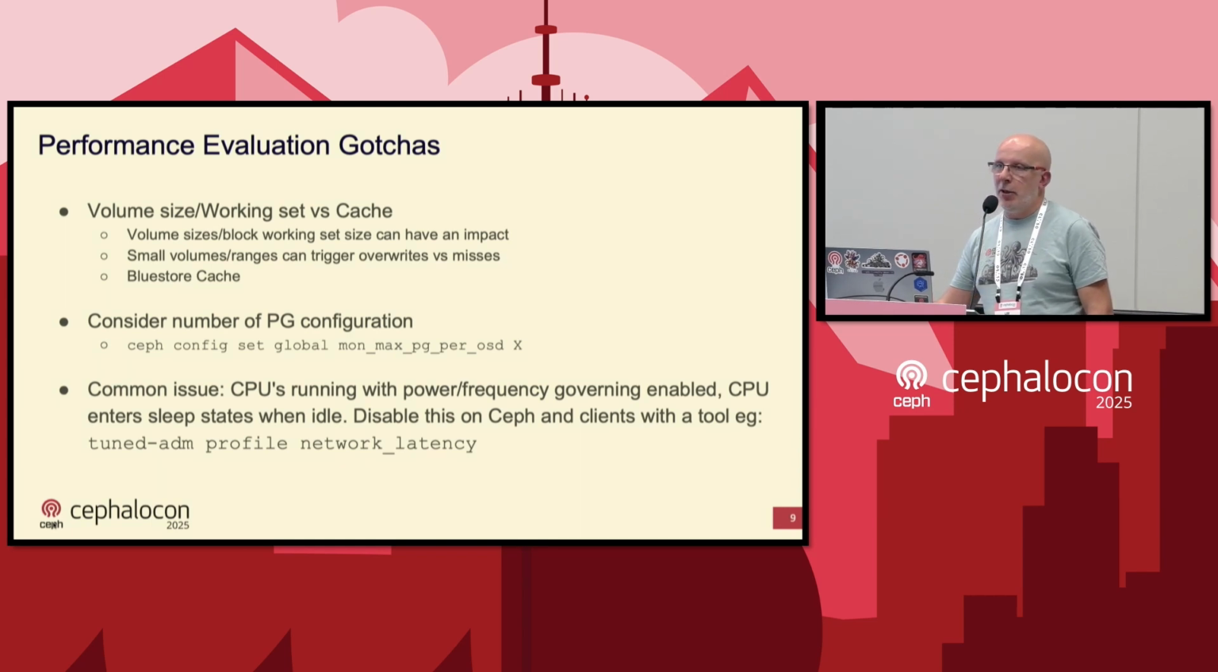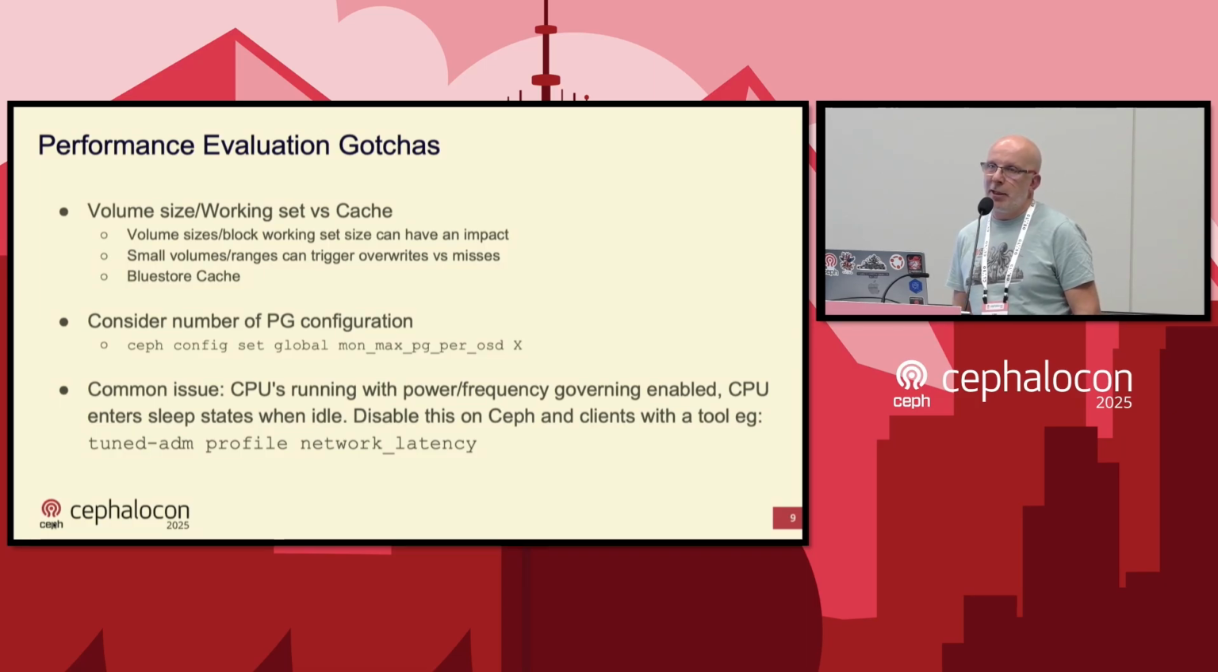Volume size and working set can have a huge factor in the performance results. If you've got small volume sizes and you do a read workload, your reads can actually all fit in a cache, and you won't be measuring any performance of your OSDs. It will be coming straight out of cache, and it'll give you an artificially inflated performance result. Small volumes can also trigger overwrites versus cache misses, which can also affect results.